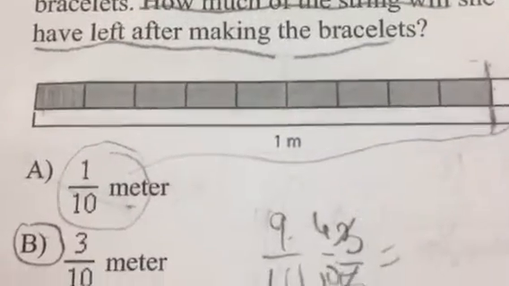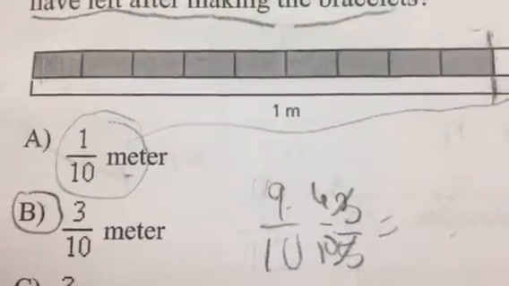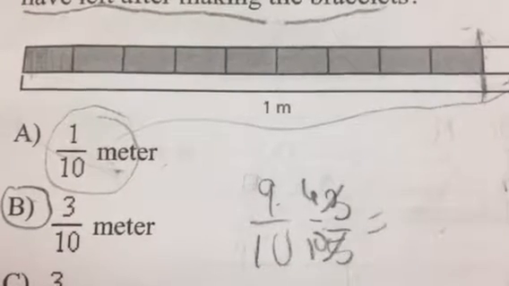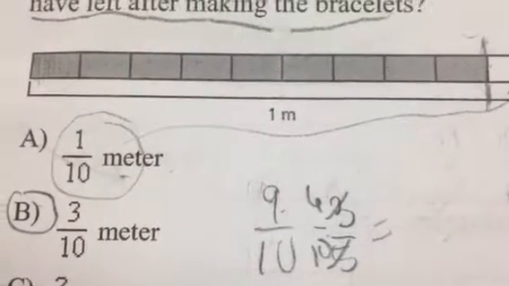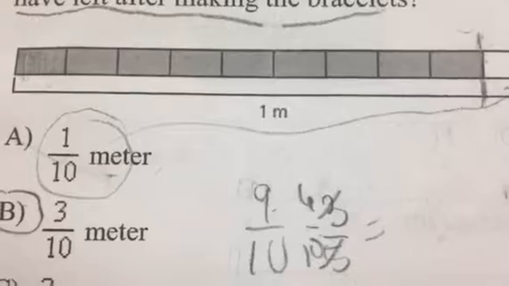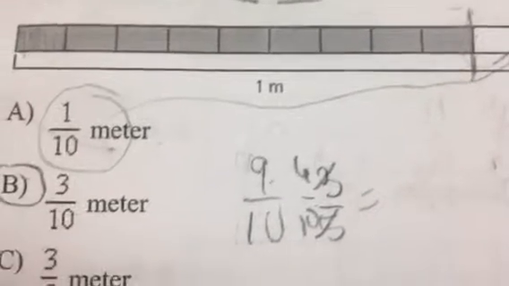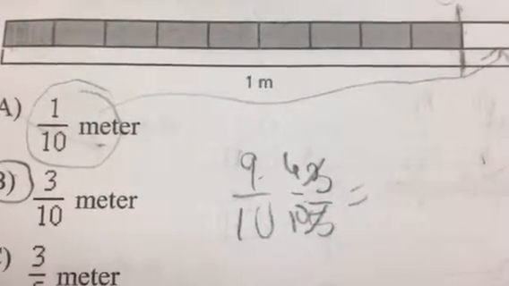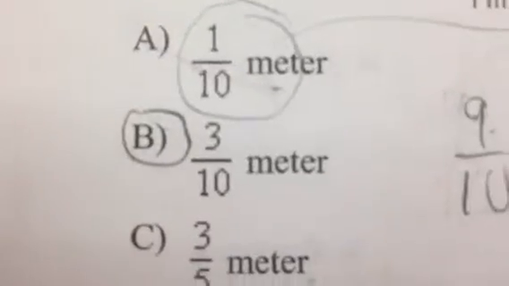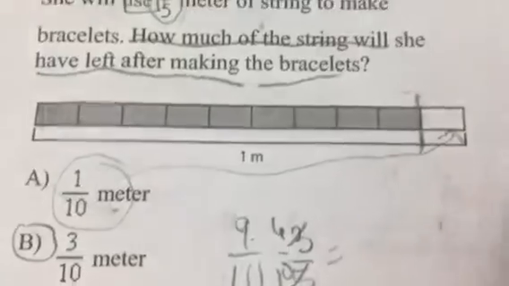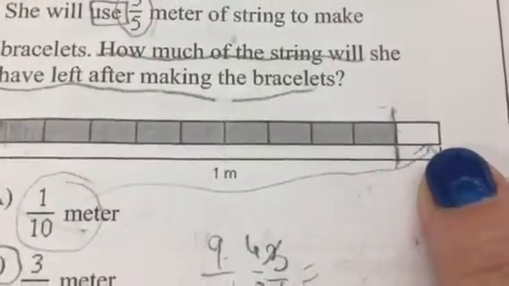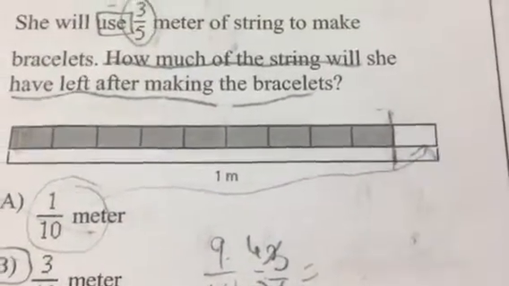Now I should recognize that I cannot do 9/10 minus 3/5, so I have to create an equivalent fraction with common denominators. Both fractions can have a denominator of 10, so I rewrote this as 9/10 minus 6/10, which gave me my correct answer of 3/10. I circled this one because I wanted you to identify that that is a distractor. A lot of students are going to look at the picture only and not answer the question. They're going to mark 1/10.